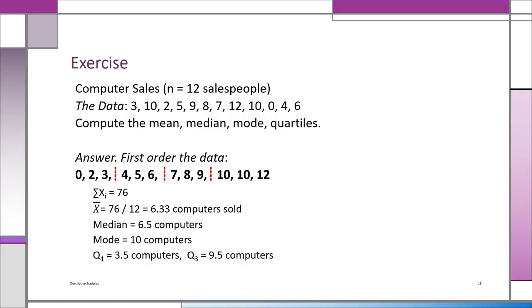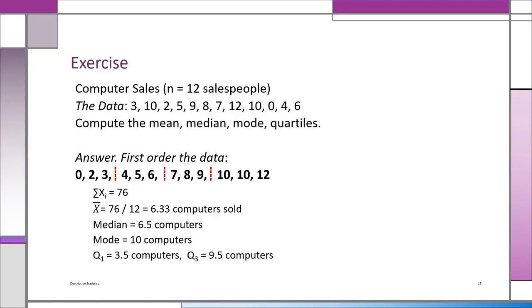The sum of all the sales for the week is 76 over the 12 salespeople. 76 divided by 12 is 6.33, so that's the mean. The average number of sales per computer rep for the week was 6.33.